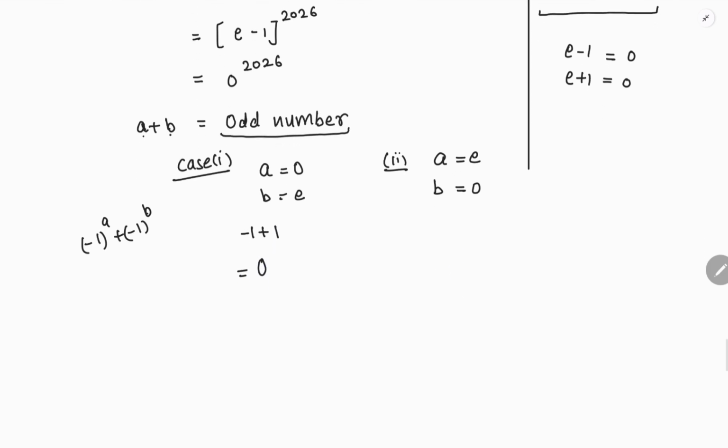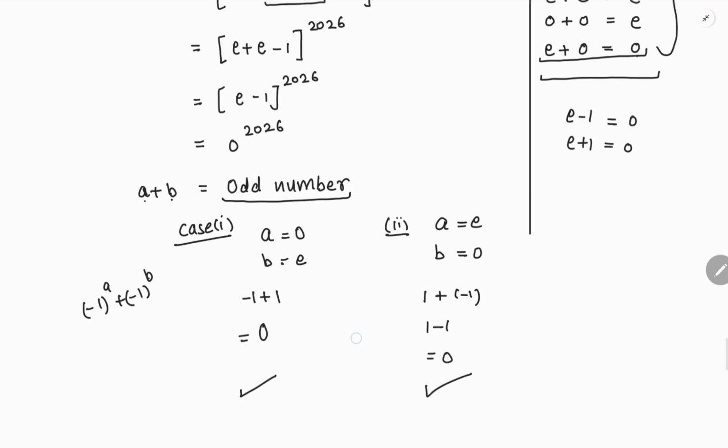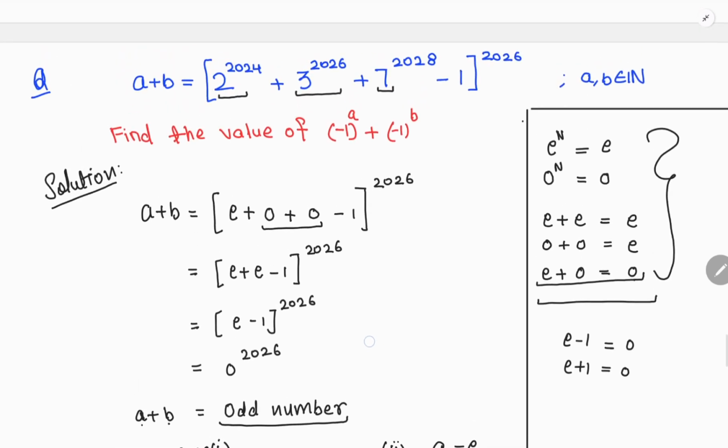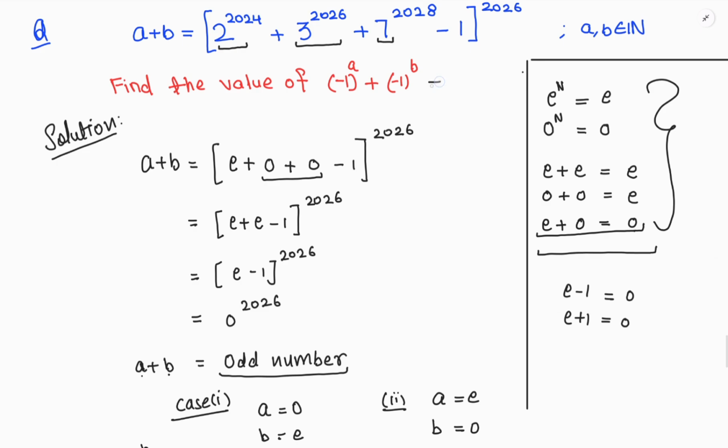And if you look at case 2, what is minus 1 raised to power even number? You will say plus 1. Plus, what is minus 1 raised to power odd number? That is minus 1. What is 1 plus minus 1? 1 minus 1 is 0. So in either case, the answer is 0. So when you have this question, the answer will be equal to 0.